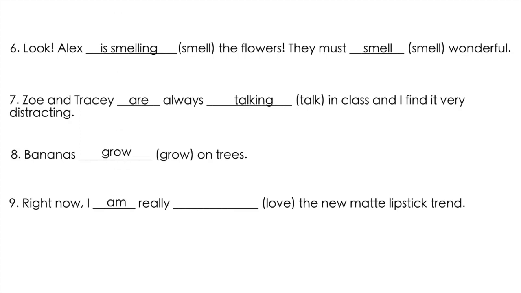Right now, I am really loving the new matte lipstick trend. You may see the verb love and think, yes, but it is a stative verb. Why aren't we using the present simple? And this is because, firstly, you see the words right now in the beginning of the sentence, which hint that we're in the present continuous. Also, we're talking about a trend. And remember, when we're talking about current trends, we use the present continuous. Let's look at the next one.